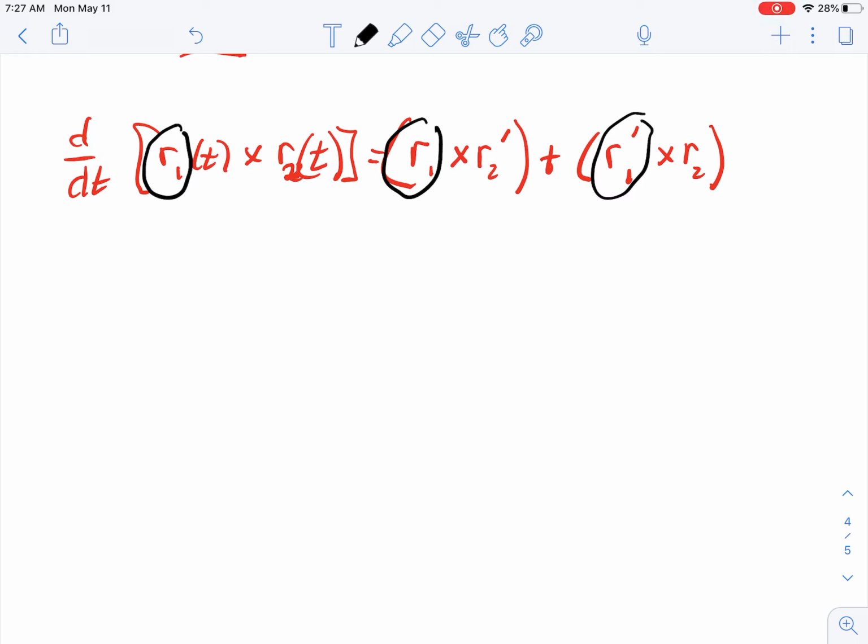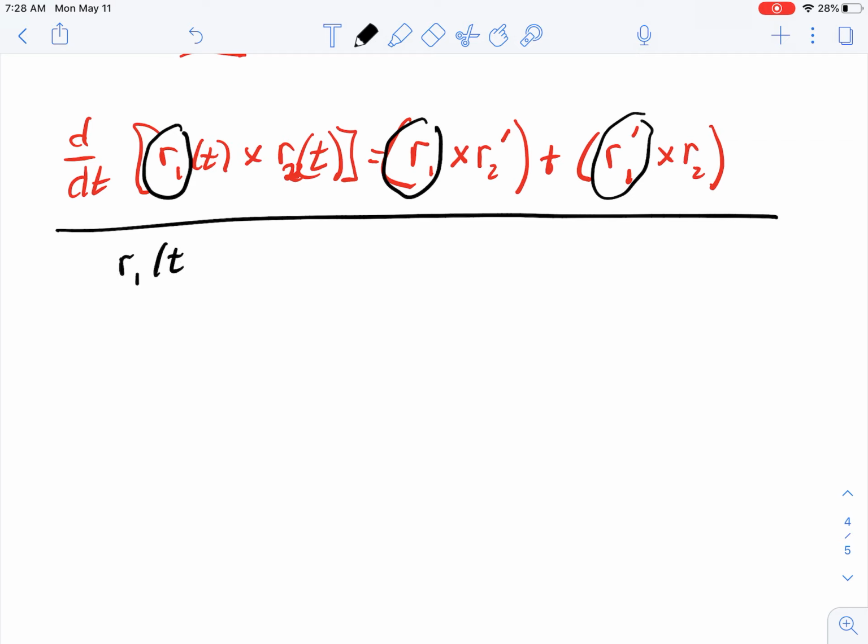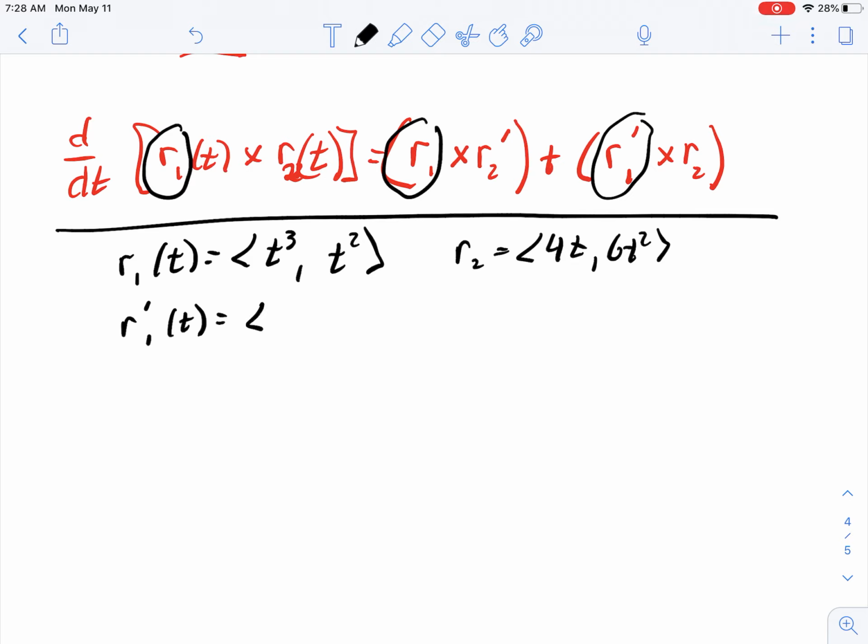Okay, so let's come back to the previous problem. I had r1 of t: t cubed, t squared, and r2: 4t, 6t squared. And we got the derivatives of these: 3t squared, 2t, and r2 prime, which was 4, 12t.